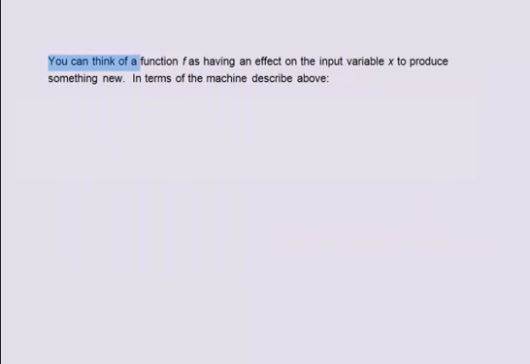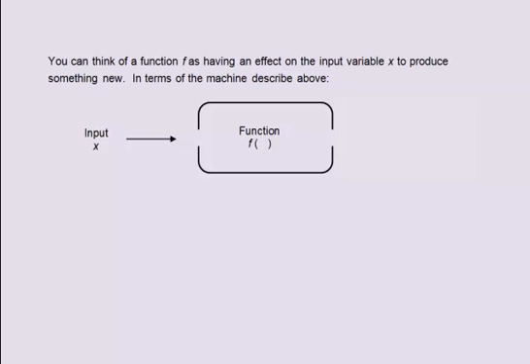You can think of a function f as having an effect on the input variable x to produce something new. In terms of the machine described above, the input is x. This goes into the function machine called f and gives an output of f(x), or y.